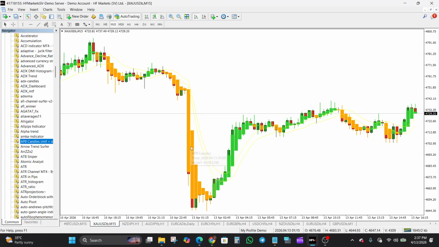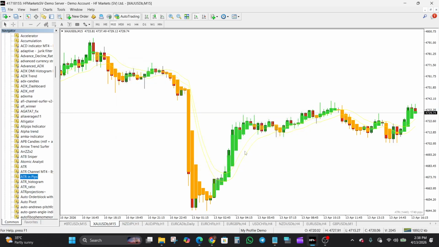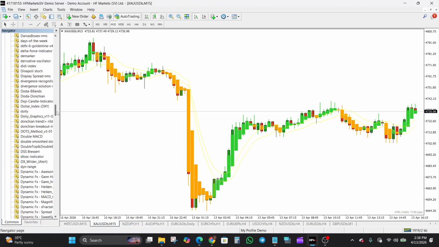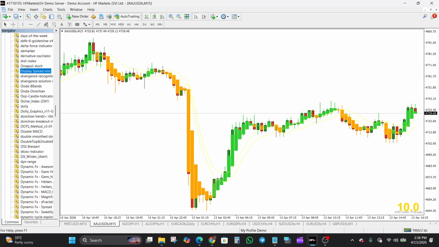Okay, here we go. And then next we are going to add the ATR in pips. Drag and drop. Okay, here we go. And then we have to add the display spread NMC. So let's look for that. Display spread NMC, drag and drop. Okay, then we have to look for the Genesis. Let's quickly look for Genesis. All right, Genesis plus Histo, drag and drop.